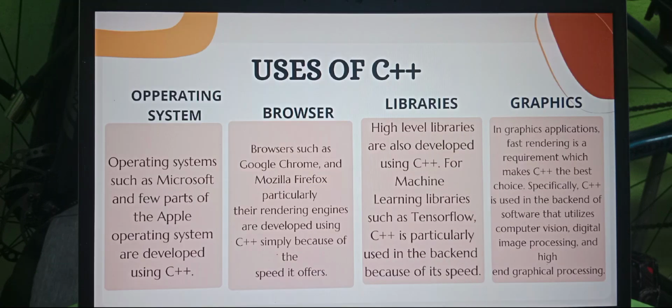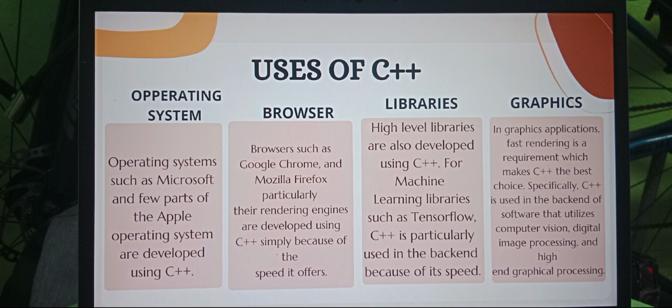2019. Uses of C++. Operating systems. Operating systems such as Microsoft Windows and a few parts of Apple's operating system are developed using C++. Browsers. Browsers such as Google Chrome and Mozilla Firefox, particularly the rendering engines, are developed using C++ simply because of the speed it offers.